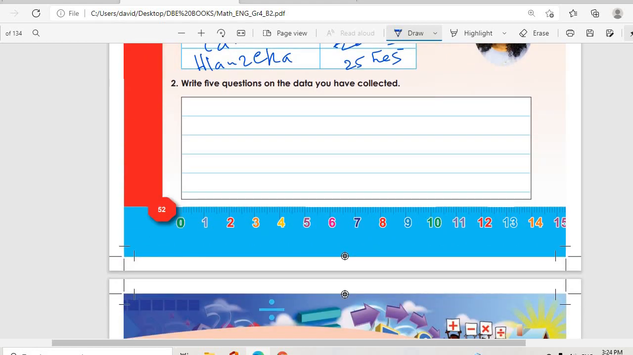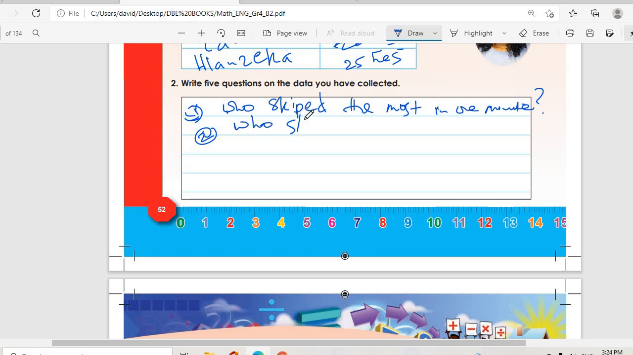Then number 2, write 5 questions on the data you have collected. So the first question, you can say, who skipped the most in 1 minute? That's from the information above. Question 2, who skipped the least in 1 minute?